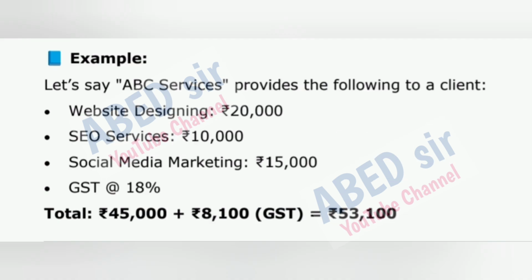Example. Let's say ABC Services provides the following to a client. Website designing, 20,000 rupees. SEO services, 10,000 rupees. Social media marketing, 15,000 rupees. GST at 18%. Total 45,000 rupees plus 8,100 rupees GST is equal to 53,100 rupees.